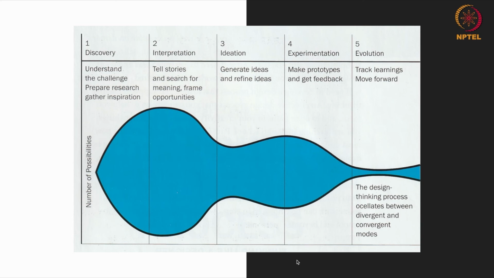Third is ideation, which is more focused on generating ideas and refining ideas. Then you go to where it again converges, right? If you see this image, it is very narrow, and then from there it expands a little, and it goes through the experimentation process, which is to do with making prototypes and getting feedback, and then gradually further you just focus on one solution and then deliver the product or final outcome.